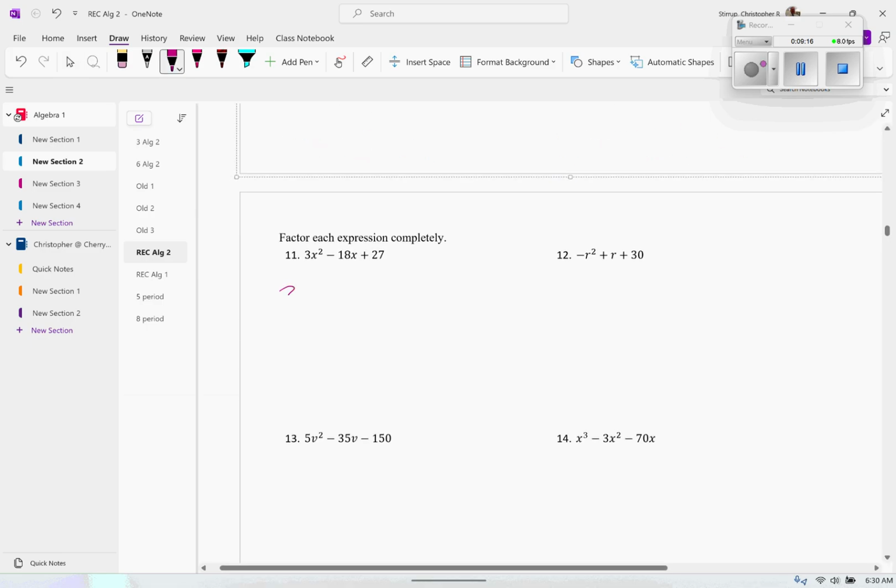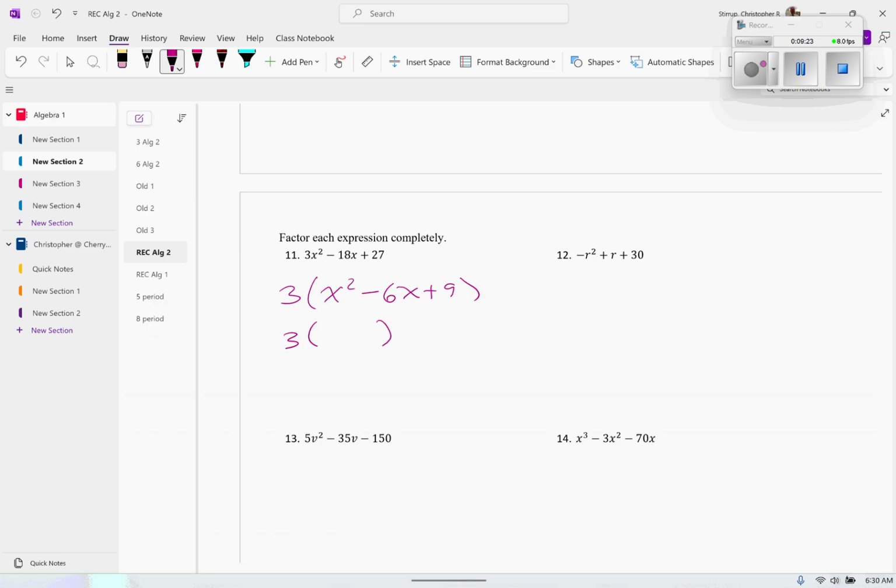This next one, I can factor a 3 out of everything. So then I'm going to have this. And that 3 comes down. What two numbers multiply to give me 9, add to give me -6? It's going to be -3 and -3. On here, I'm going to factor a negative out first. Change all the signs. That negative comes down. What two numbers multiply to give me -30, add to give me -1? That's going to be a -6 and a +5.